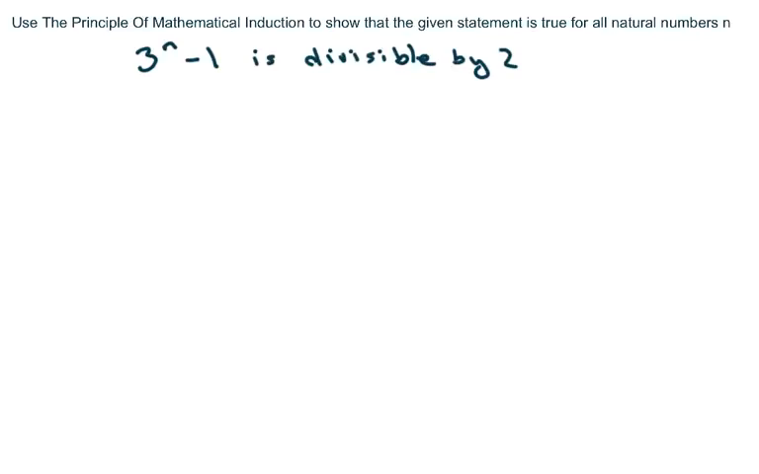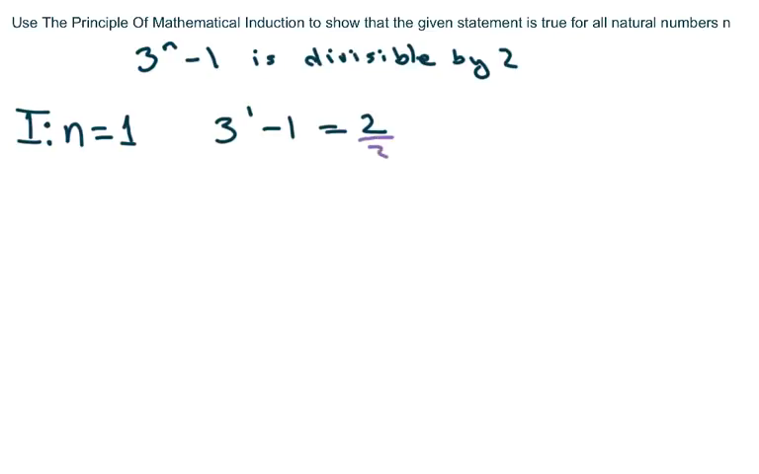Hi everyone, we're going to use the principle of mathematical induction to show that the given statement is true for all natural numbers n. This is a divisibility type problem. So the first thing we want to do is show that the statement is true for when n equals 1. This is condition 1. So when n is 1 we have 3 to the first power minus 1. That equals 2. And 2 is divisible by 2 because you can divide that by 2.